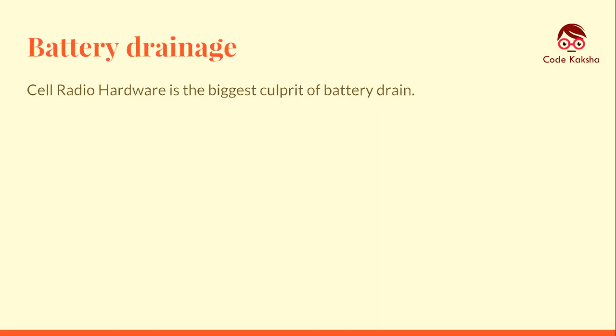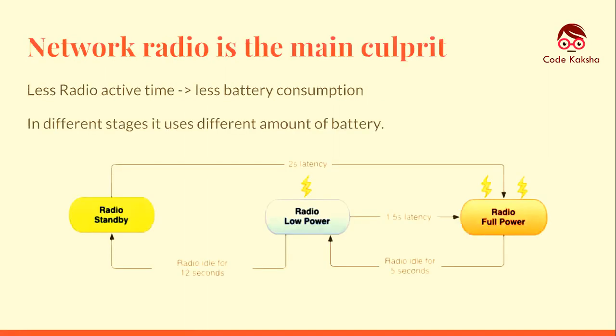The main thing is that cell radio hardware is the biggest culprit of battery drain. Yes, your network radio hardware, the small radio which is used by the applications or by the system to connect to the network, that is the main culprit of battery drainage besides your screen, obviously. That means when the radio is not active, we are not consuming too much battery. So less radio active time means less battery consumption.